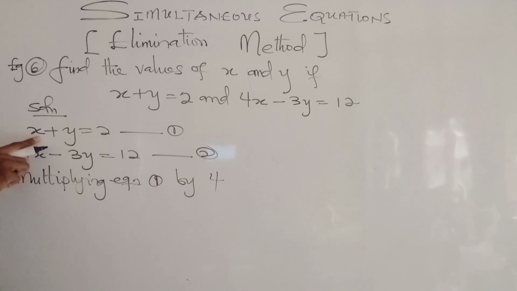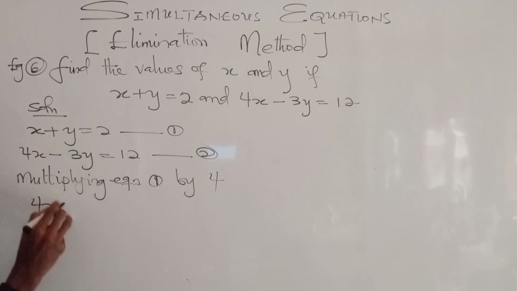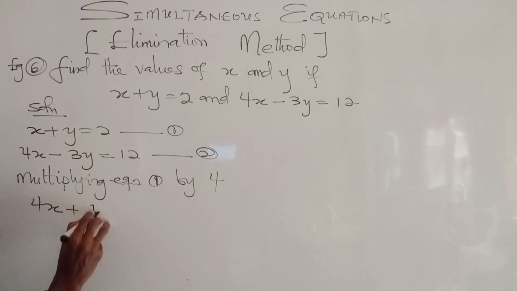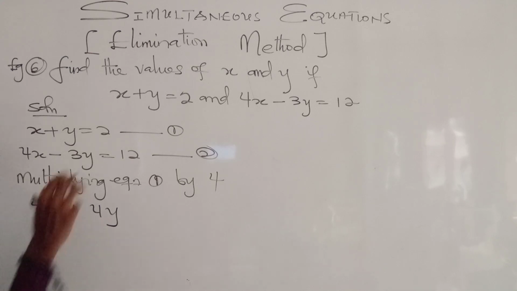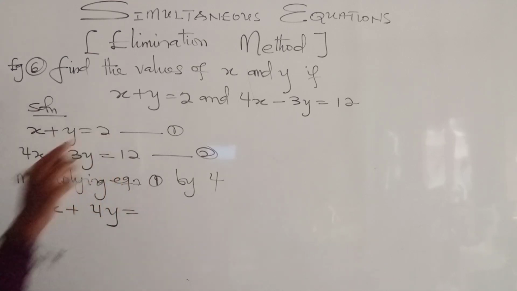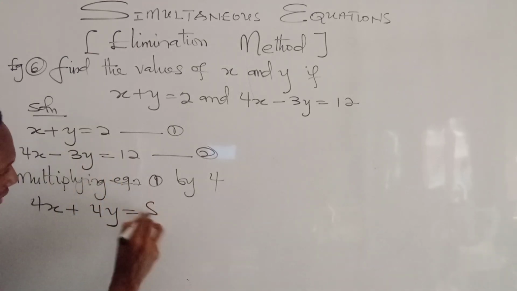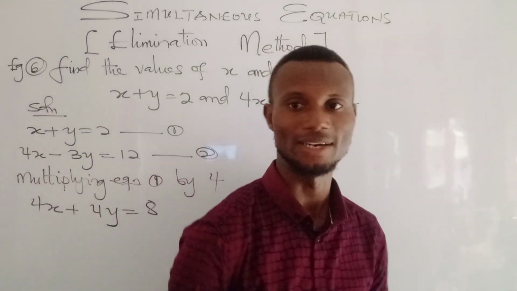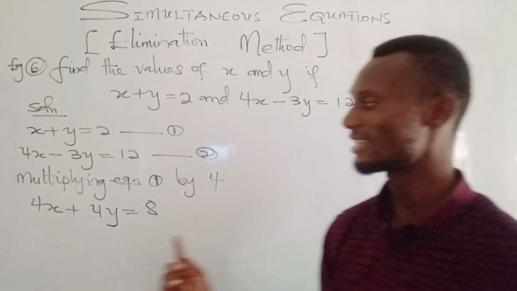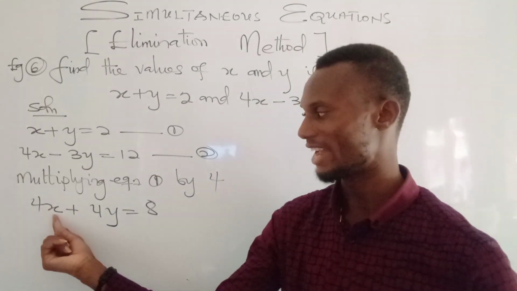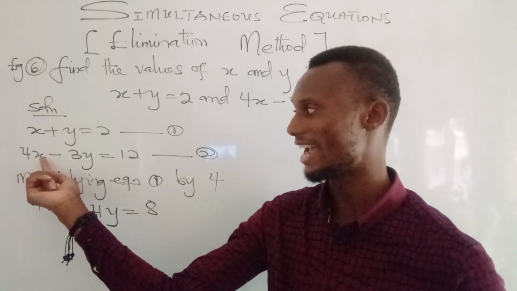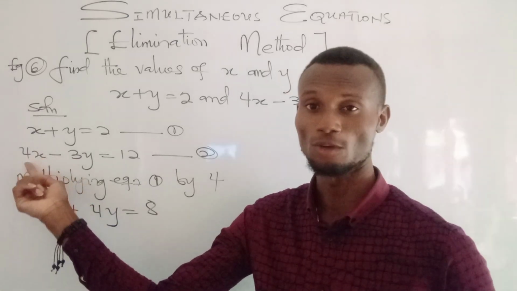Each term in equation 1, I'm going to multiply by 4. So when I multiply this s by 4, it will give me 4s. Then you bring your plus, which is here. I'll multiply this y by 4, it gives me 4y. I hope you agree with me. Equals, you bring your equals, you multiply this 2 by 4, it gives you 8. So that's it. We've multiplied equation 1 by 4. You can see that the coefficient of the s here is 4, which is the same as the coefficient of the s in this equation 2, which is also 4.